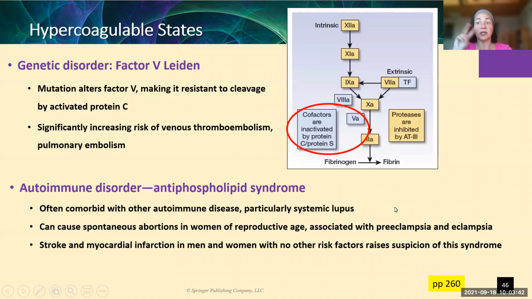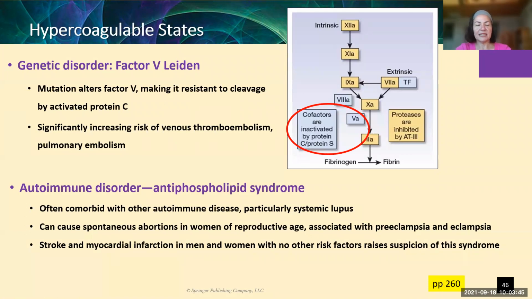Hypercoagulable states. I'm going to talk about two of them. This is the change in topic. That's why the change in color background. We'll talk about the first genetic disorder, factor V Leiden. There's a mutation in a gene, and it's the gene that codes for factor V, this protein right here.